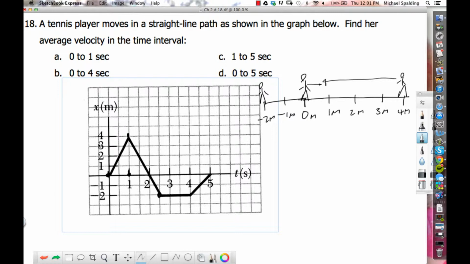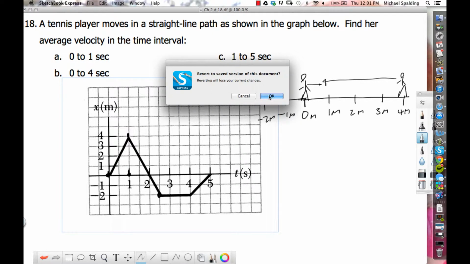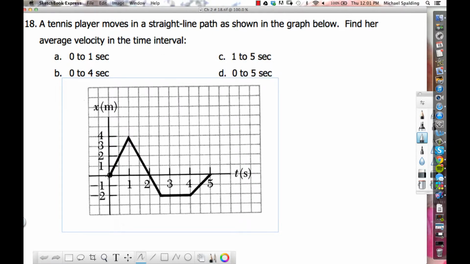Okay, so we want to find her average velocity from 0 to 1. So 0 seconds is right here, and then 1 second is up here. So how do we find the average velocity between 2 points? Connect the 2 points with a straight line, and then take the slope. And this is nice because every part of this graph is a straight line.